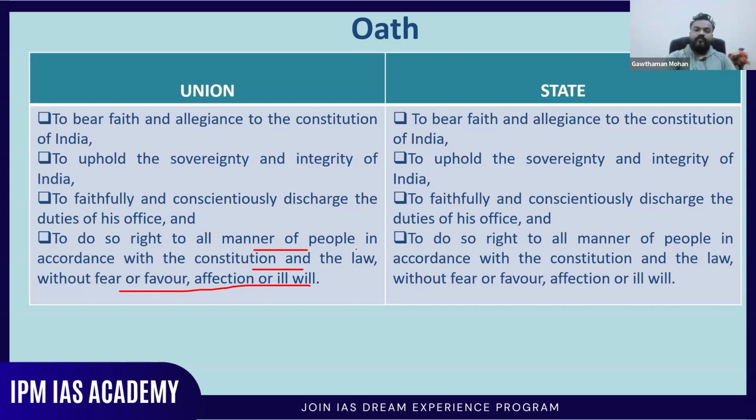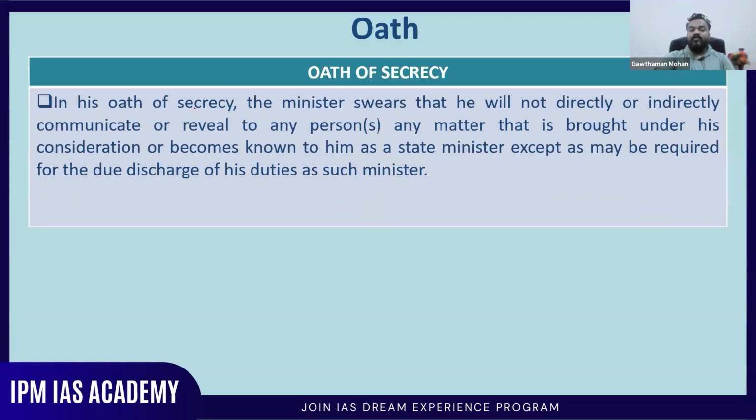Oath of secrecy. In his oath of secrecy, the minister swears that he will not directly or indirectly communicate or reveal to any person or persons any matter that is brought under his consideration or becomes known to him as a state minister, except as may be required for the due discharge of his duties as such minister. So basically, it's the oath of secrecy. Whatever comes to his office or under his command should be kept secret. So that is what the oath of secrecy means.